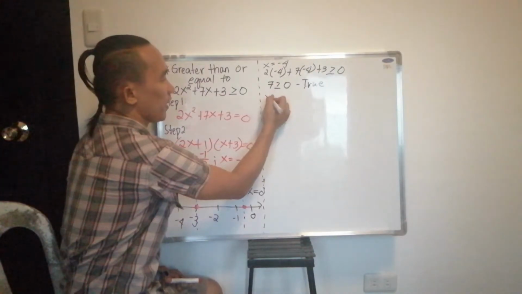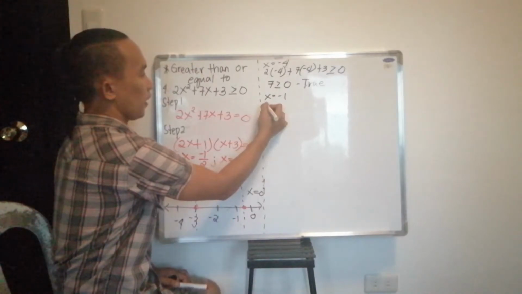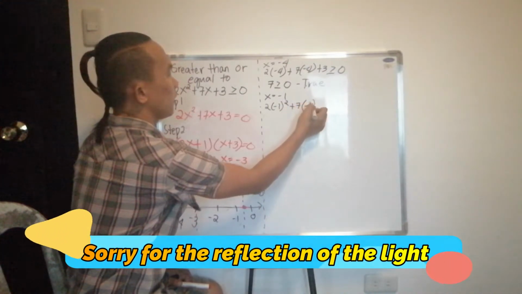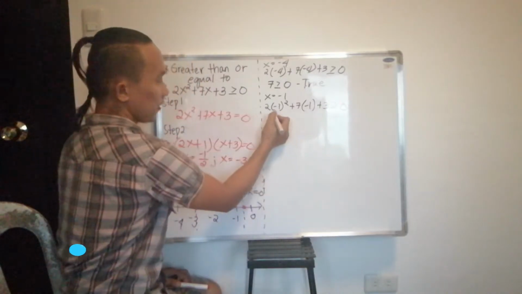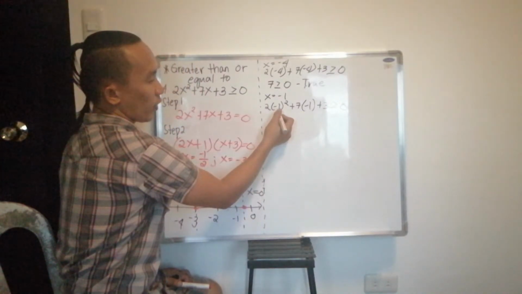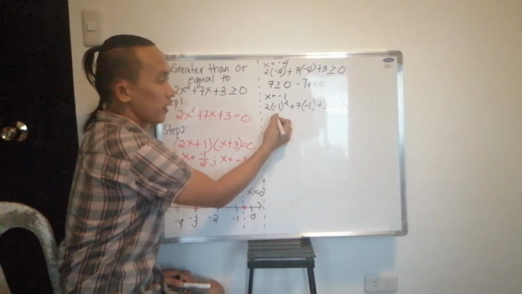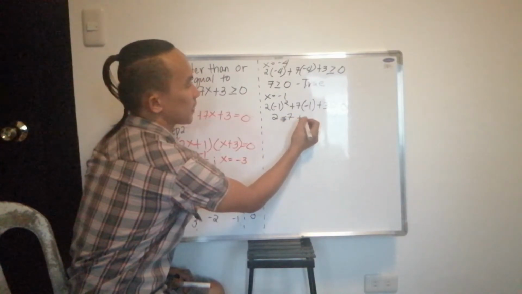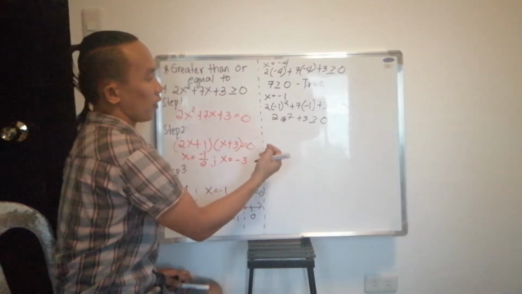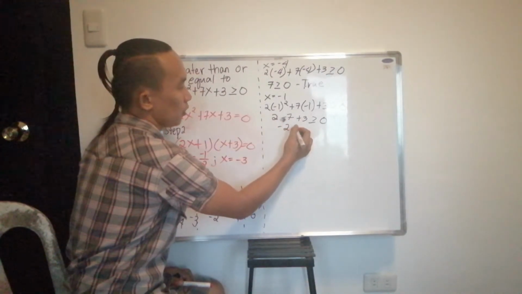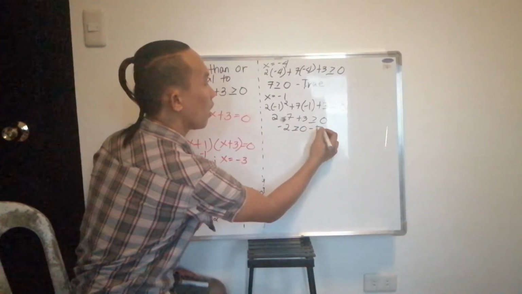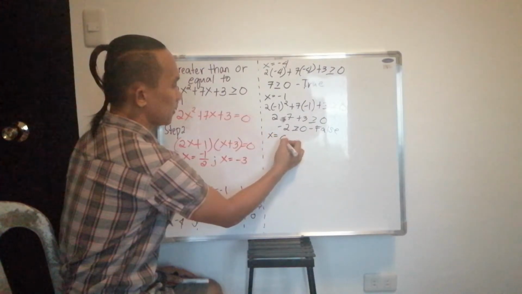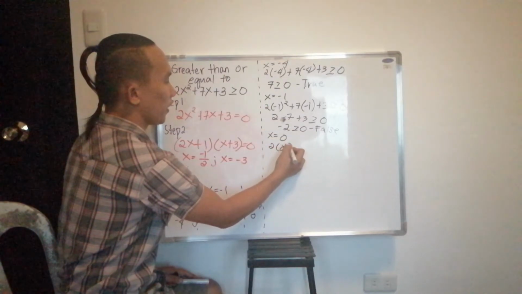Now next, let us try when x equal to negative 1. So you have 2 times negative 1 squared, plus 7 times negative 1 plus 3 greater than or equal to 0. So this is 1 times 2, that's 2, plus minus 7 plus 3 greater than or equal to 0. Now, if you are going to solve this one, this is negative 2 greater than or equal to 0, which is a false statement. And lastly, when x equal to 0, all your x will become 0.